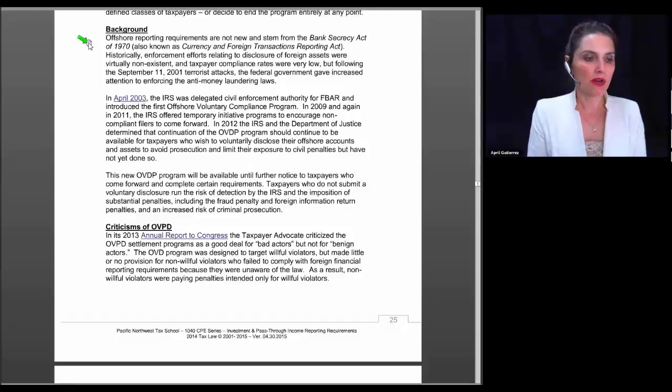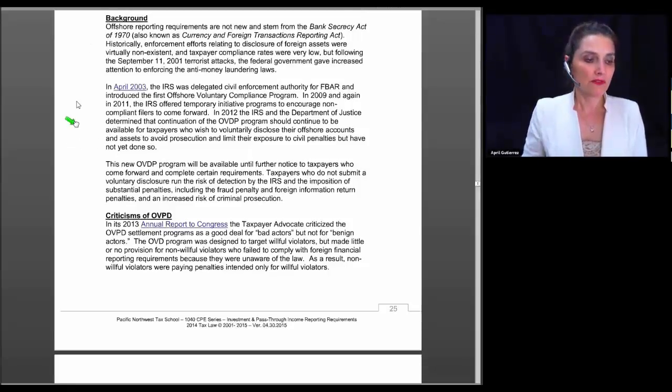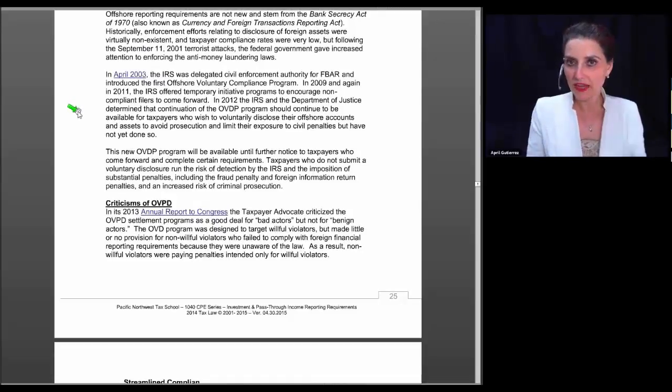So offshore reporting requirements are really not new at all. They stem from the Bank Secrecy Act of 1970, which was also known as the Currency and Foreign Transaction Reporting Act. Historically, enforcement efforts relating to disclosure of foreign financial accounts were virtually non-existent, and taxpayer compliance rates were really low. They estimated only 20% of taxpayers were complying with them. But following the September 11, 2001 terrorist attacks, the federal government gave increased attention to enforcing anti-money laundering laws. So money laundering had gone on for years.